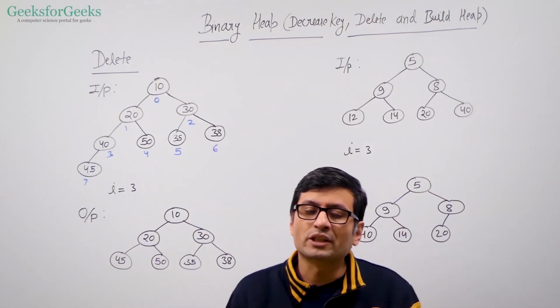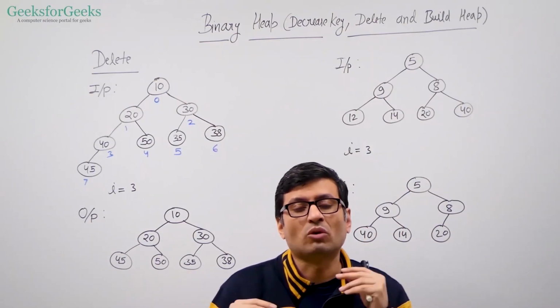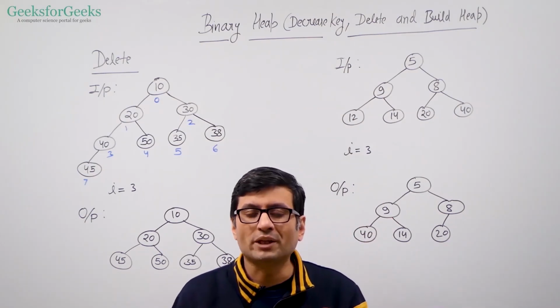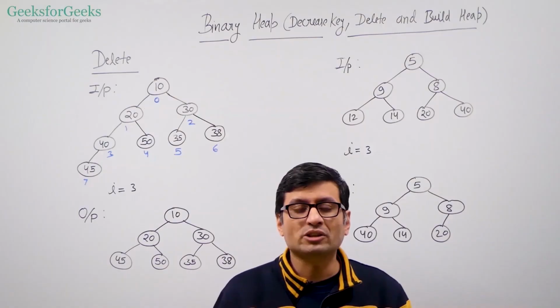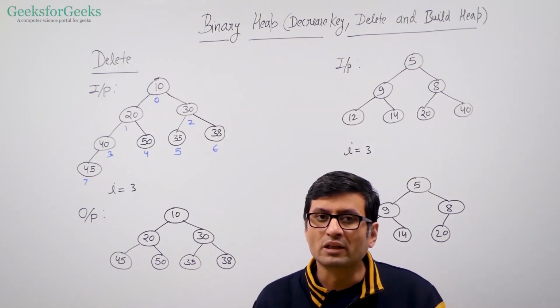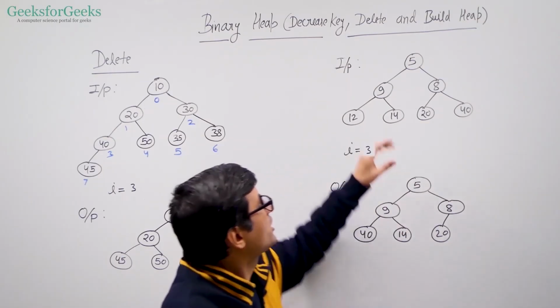The first property is that every node is smaller than all of its descendants. The second property is that it should be a complete binary tree. All the levels should be completely filled except possibly the last level, and the last level should be filled from left to right.